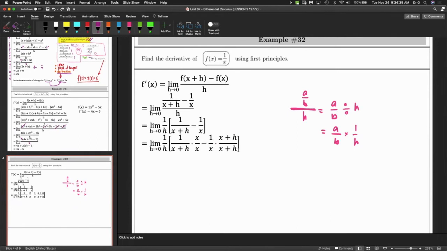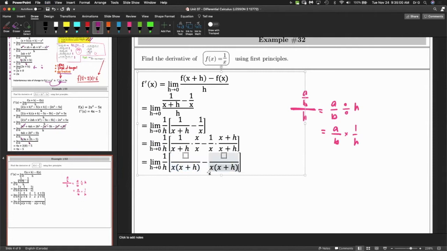The main story is to clean up this disaster. So let's clean up this disaster here, okay? Lots of h's. So over here, let me just erase that and start with a clean slate. On the bottom here, we're going to have x plus h. So now we have a common denominator.